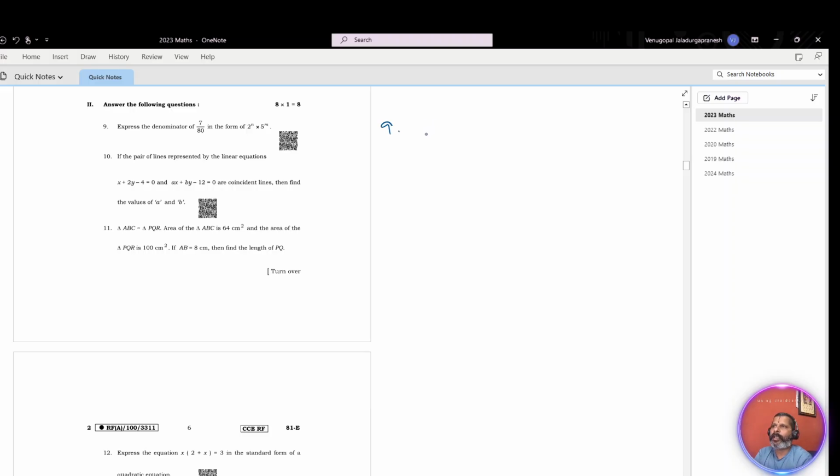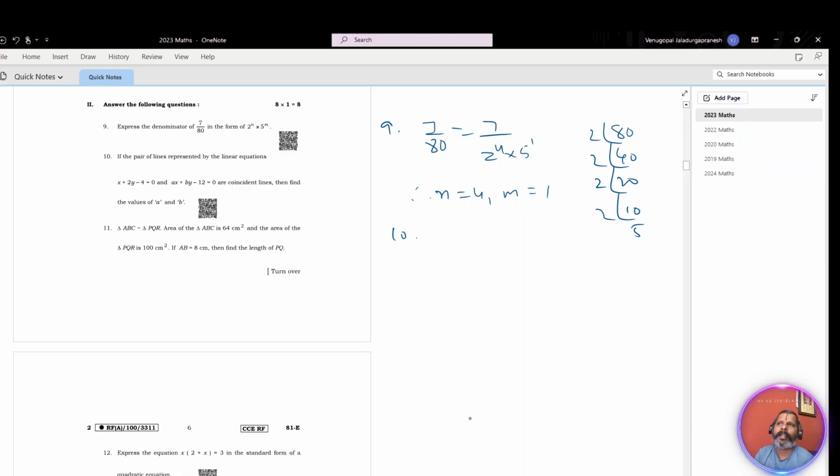So the denominator, you have to answer in that form, right? For 80, you find the prime factors: 2 to the 4, 5 to the 1. Therefore how much does it come? 7 by 2 to the power 4 into 5 to the 1. Therefore n is equal to 4, m is equal to 1. This is again not there in the syllabus.